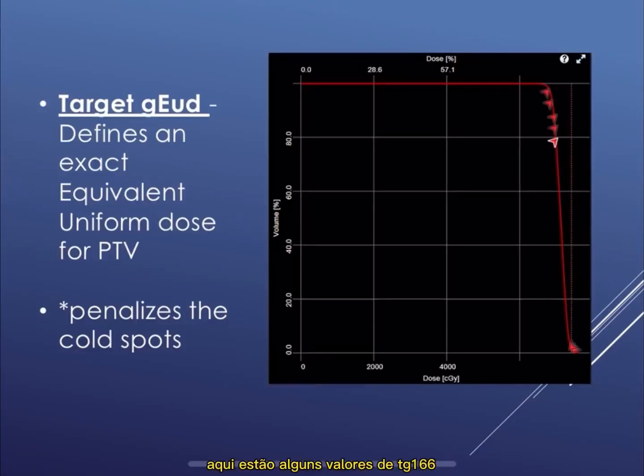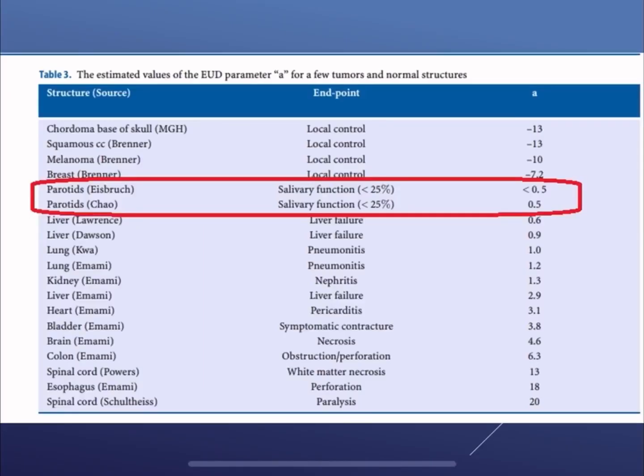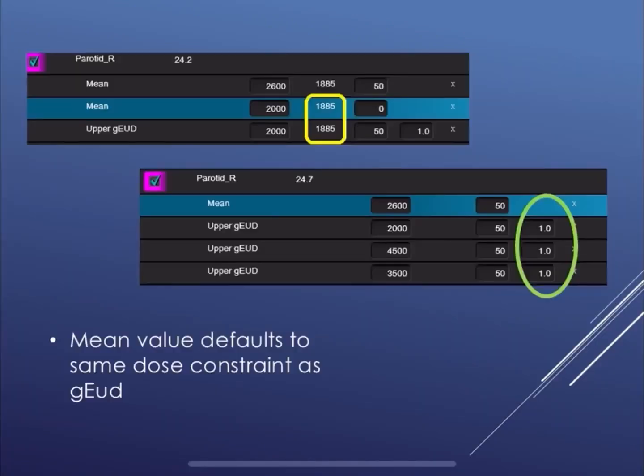Here are some values from TG166 that you can use as reference. I started off looking at parotid and cord to figure out what numbers work well, followed by the PTV. Here are some other values that they put as a parameter to use as reference, 0.5. So when you first look at your optimization and you click on the gEUD, it defaults to 1. Nothing really changes here because it's using the same mean value, so it doesn't really help, or I think it's not as effective as it should be.